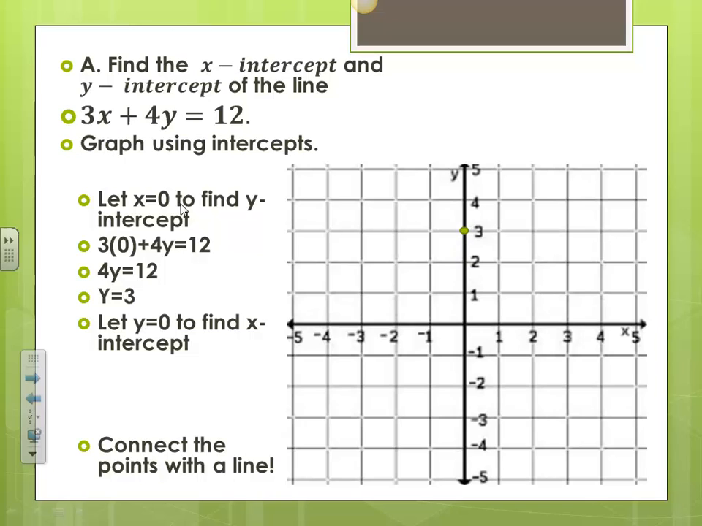Now let's find the x-intercept. I'm going to let y equal 0. So I'm going to substitute in a value of 0 for y. 3x plus 4 times 0 equals 12. 3x equals 12. Divide both sides by 3. x equals 4. So I'm going to graph that. All right. Connect the points with a line. You're done.